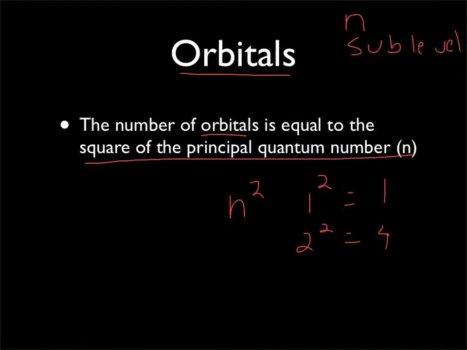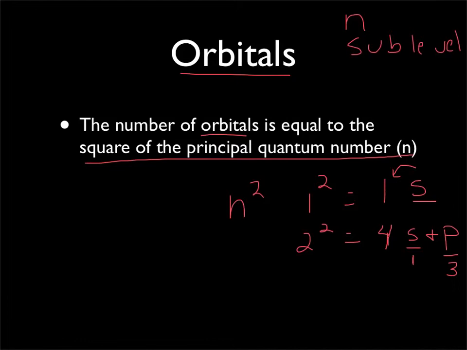Let's see. Level 1 had a sublevel S. S, therefore, has 1 orbital. Level 2 had S and P. We know S has 1 orbital, and we know there's a total of 4. So this has 1, therefore P has 3 orbitals.